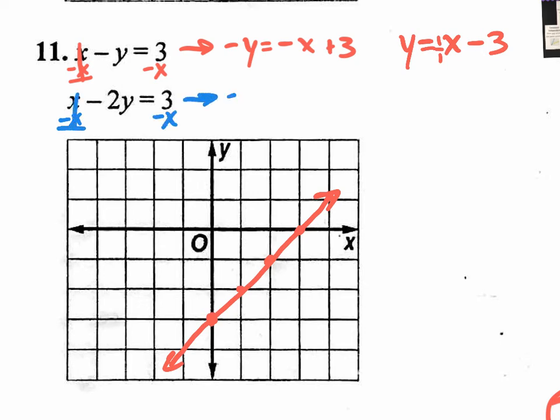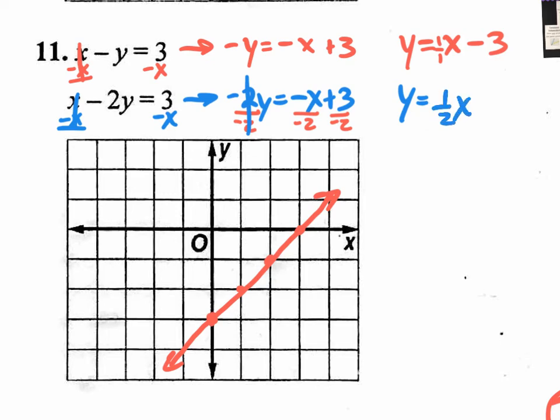I'm going to have a negative 2y equals negative x plus 3. Then I'm going to divide by negative 2, divide by negative 2, divide by negative 2. Let me rewrite my equation. This cancels out, so I'll have y equals, once again, a negative divided by a negative is a positive. And also remember that there's an invisible 1 in front of x. So what that means is that I have a positive 1/2 in front of the x.